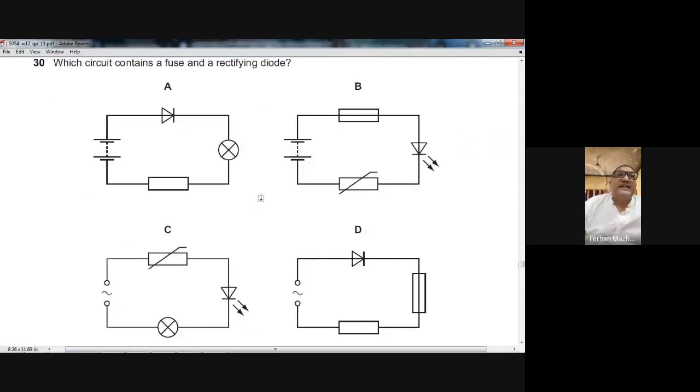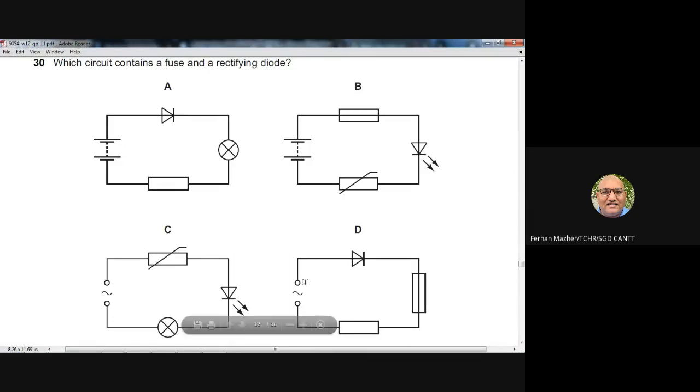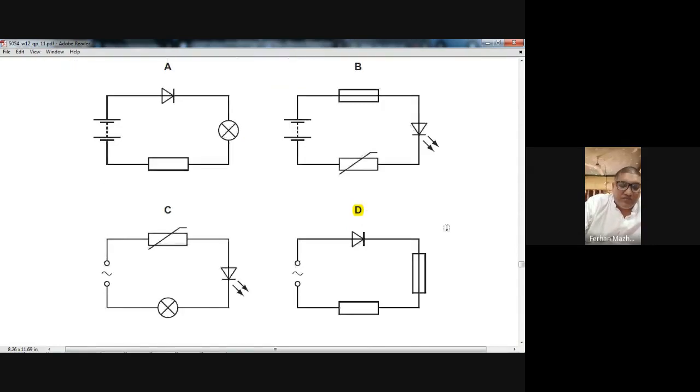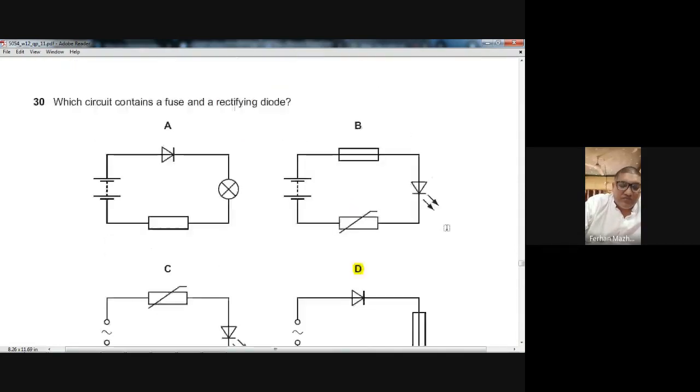Which circuit contains a fuse and a rectifying diode? So fuse and rectifying diode. The diode is connected in an alternating circuit. An alternating supply is given there. So this is the diode and this is the fuse. You can see this is the fuse and this is the diode. So clearly D is the option. There's no doubt about it. Question number 30. D is the option.